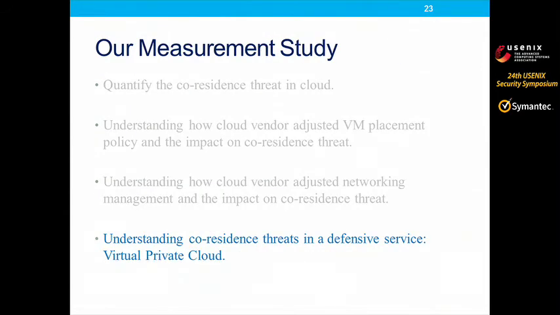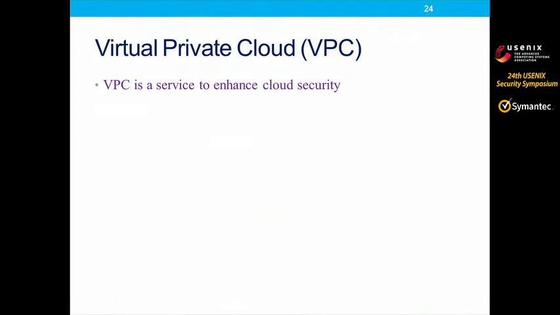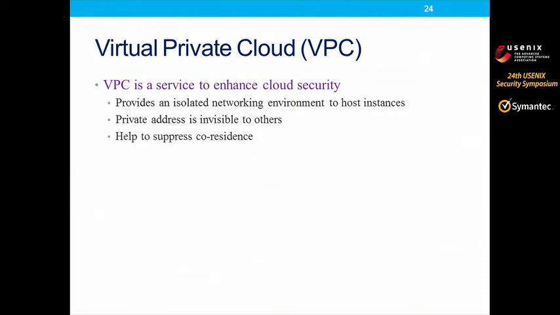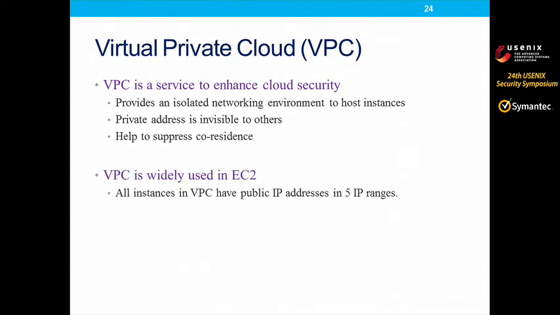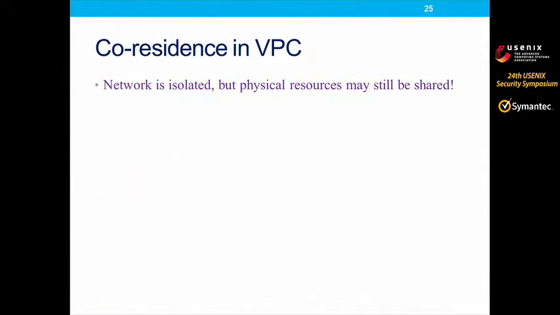At last, we investigate a very strong weapon of EC2, the virtual private cloud. VPC is a defensive service proposed by EC2 to provide the tenant an isolated networking environment. And by hiding most of the networking information, it has made the older way to achieve collisions impossible in VPC. And according to our measurement, VPC has already been widely used inside EC2. However, although VPC isolates the networking environment, it does not physically isolate those instances. So in theory, collisions are still possible.